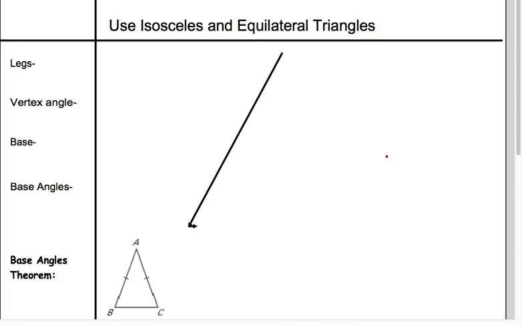An isosceles triangle has two sides that are congruent, and the sides that are congruent are called the legs. So I'm going to mark these congruent.